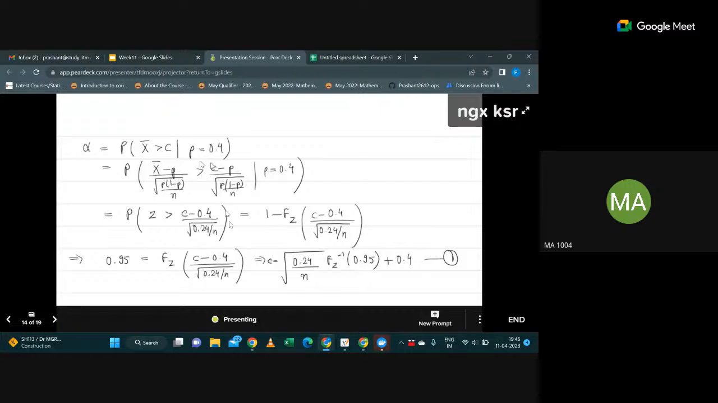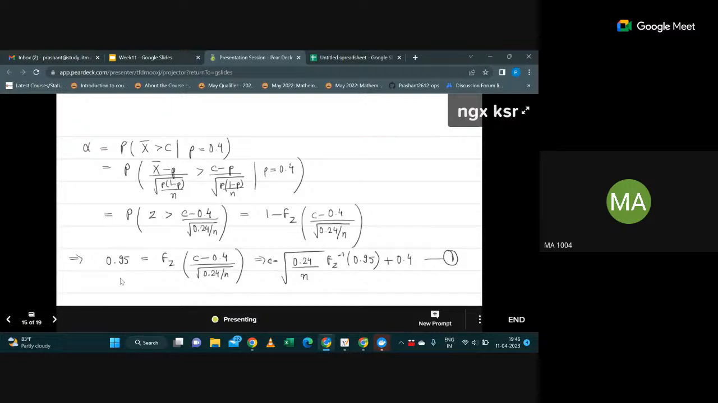It's the square root of 0.24 divided by n. So now I can write it down as 1 minus the probability Z less than this quantity, right? Yes. So it will be 1 minus F_Z of this quantity. From here I got 0.95 is equal to F_Z of (c minus 0.4) divided by square root of 0.24 divided by n. Now, why is it 0.95? Because 1 minus F_Z will be the left hand side, so it will be 1 minus 0.05, right? So I will get c is equal to square root of 0.24 divided by n times F_Z inverse of 0.95 plus 0.4, right? This is the one equation we got with the help of the probability of type one error.